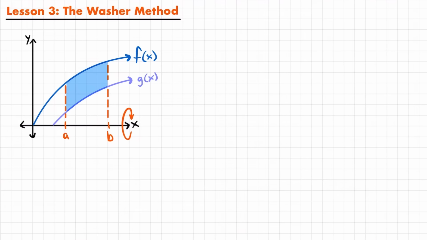Alright, so previously we learned the disk method, which allows us to find the volume of solids of revolution that are formed by thin disks. But now we want to extend this method to solids of revolution that have holes that would be formed by thin washers, or some people like to think of it as thin donuts.